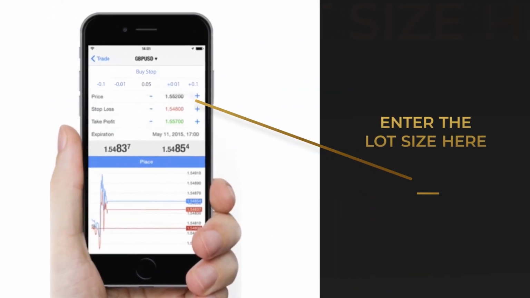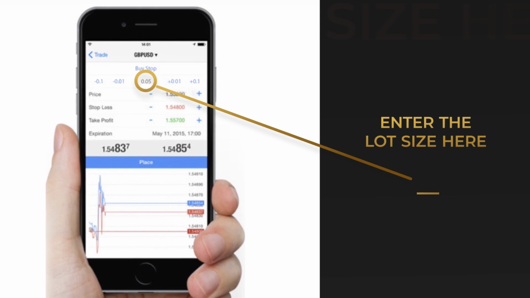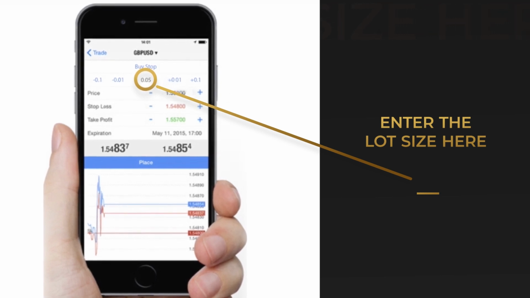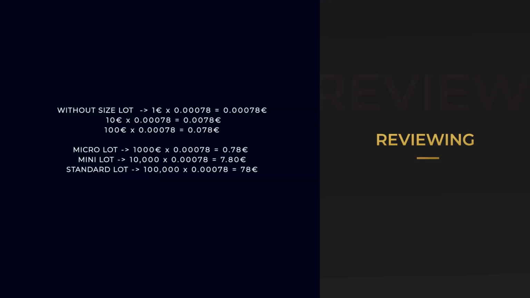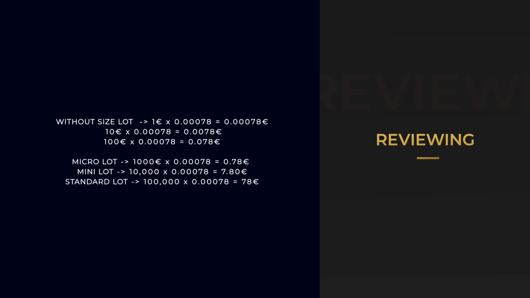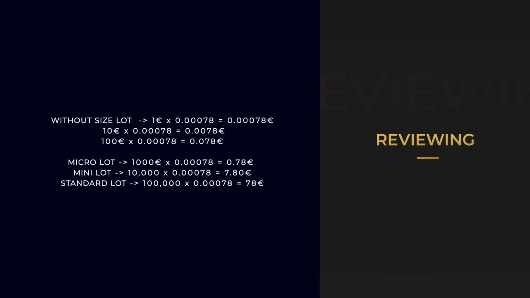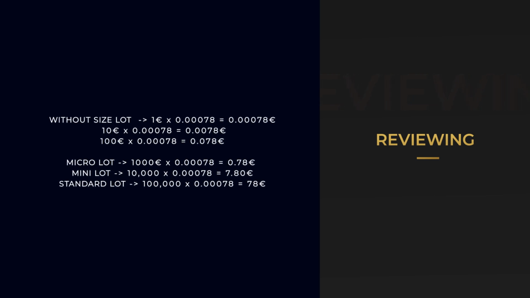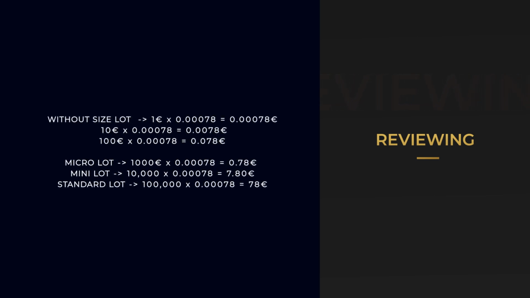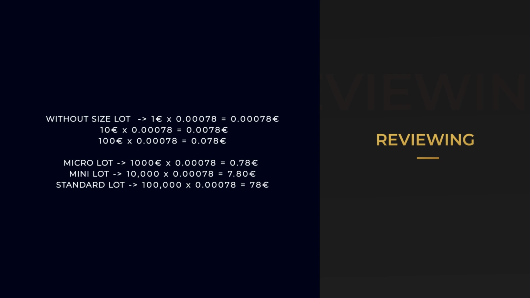This is where you enter the volume of your lot. In this example, the volume is 0.05, which means that if this trade is winning, the gain will be 50 cents per pip. Here's a recap with our first example about our 7 pips gain on the market. Remember that on a standard account, trading for less than 1,000 euros is not interesting because you will earn only a few cents, whereas from a micro lot it becomes more interesting.